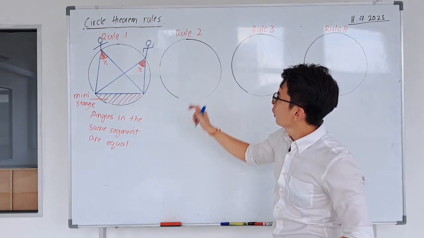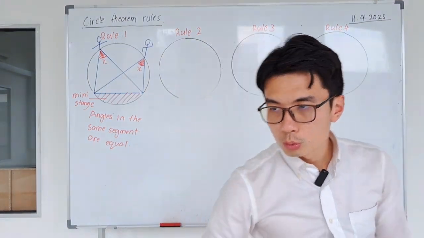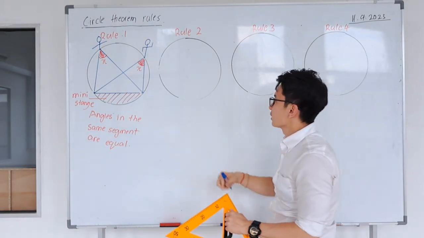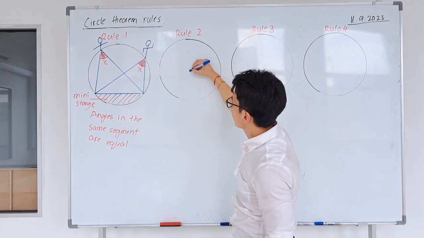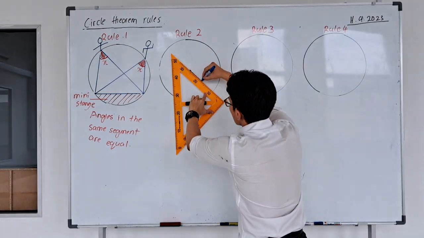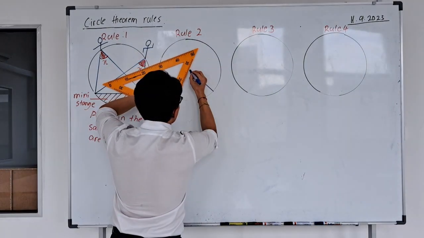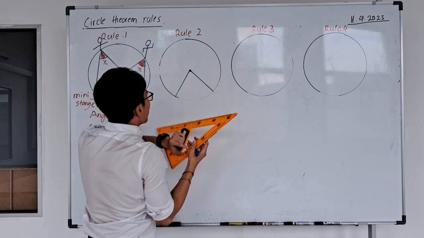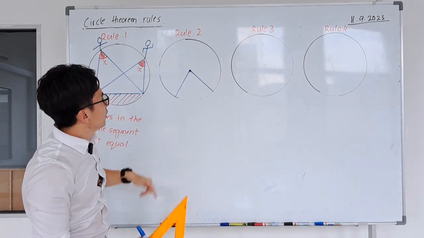Rule number two requires you to draw two radii from the center. For this example, I will have my center over here, and I will draw my radii. One of the radii is here, and one of the radii is here. It doesn't matter how your radii look. It can be more or less. It doesn't matter.